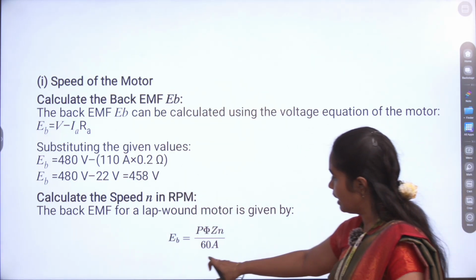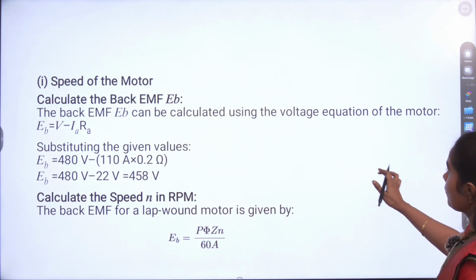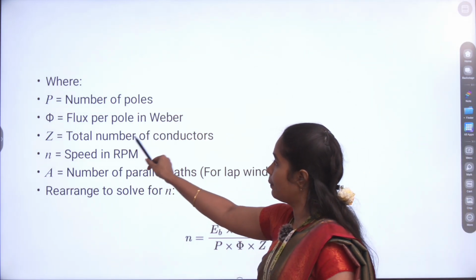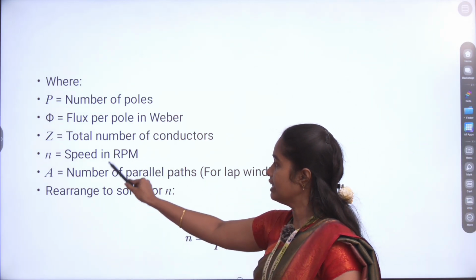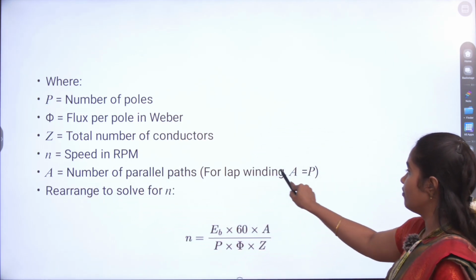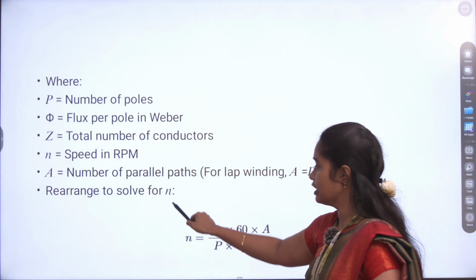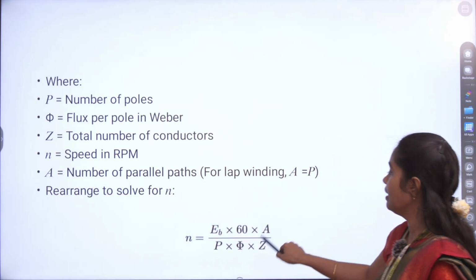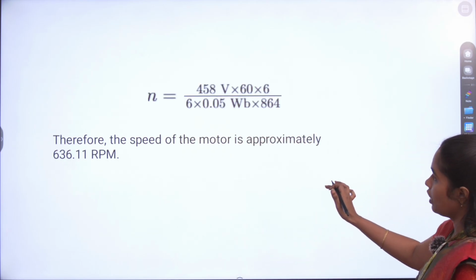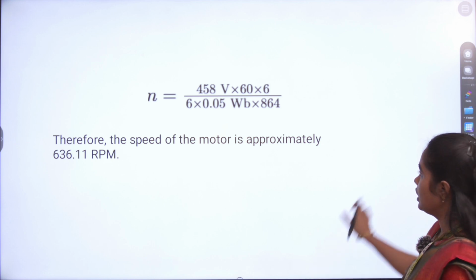Now calculate the speed in RPM. So the formula of back EMF: Eb equal to P phi Z N divided by 60A. P is the number of poles, phi is the flux per pole, Z is the total number of conductors, N is the speed in RPM, and A is the number of parallel paths. It's a lap winding, so A equal to P. We need only the speed, so N equal to Eb into 60 into A divided by P phi Z. Substitute all the values and finally we get speed 636.11 RPM.